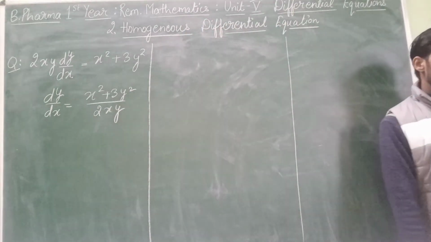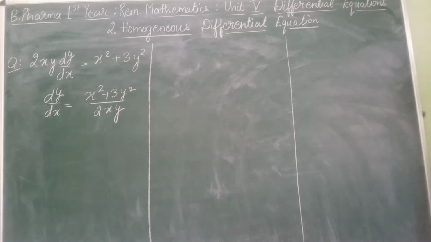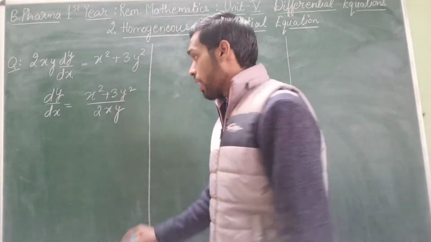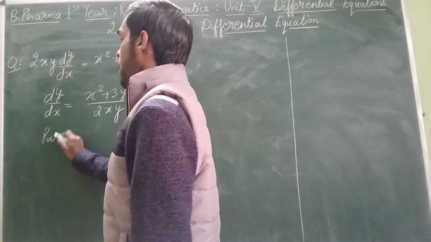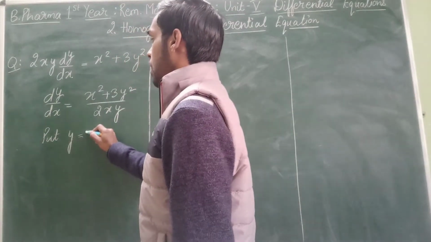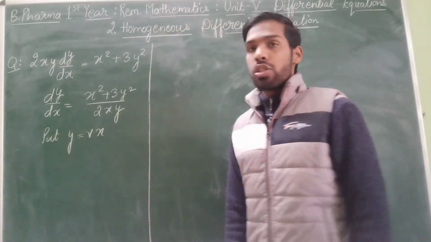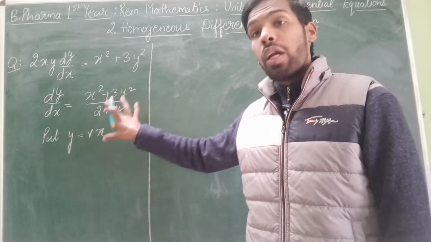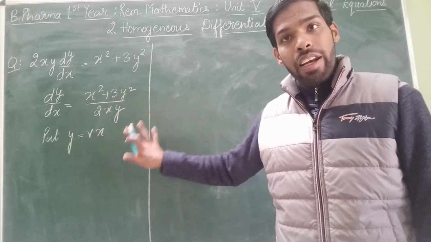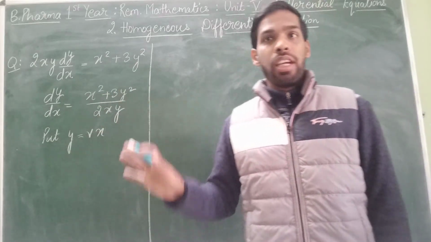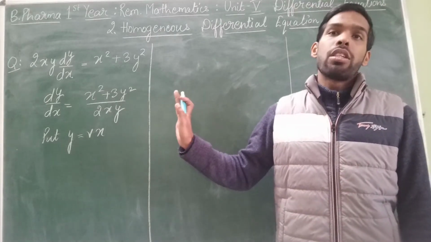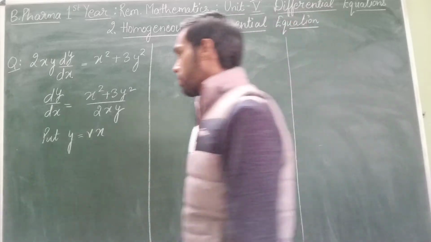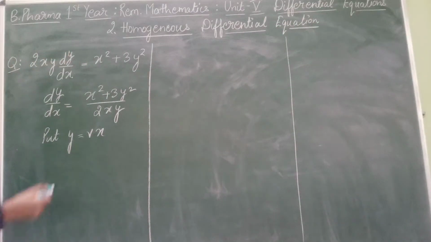So after finding this dy by dx, in this method, homogeneous differential equation, we have a ready-made solution, that is y equals to vx. In this particular method, after determining this dy by dx, you have to put this value y equals to vx. This is a ready-made substitution which you have to put in all the questions if it is solvable with homogeneous differential equation, or if it is a homogeneous differential equation. So put y equals to vx.